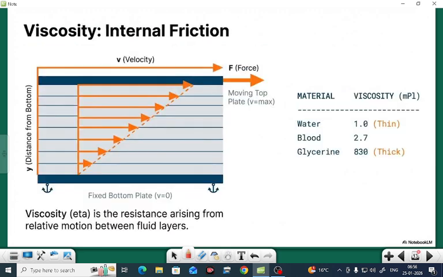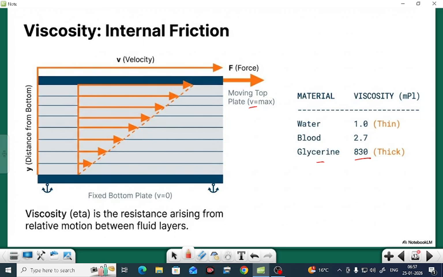The second one is viscosity, or internal friction. Here you see that viscosity eta is the resistance arising from relative motion between fluid layers. Here the force moves the top plate, where V is maximum. Water viscosity is 1, blood 2.7, glycerin 830, thick. So the viscosity differs from one material to another.